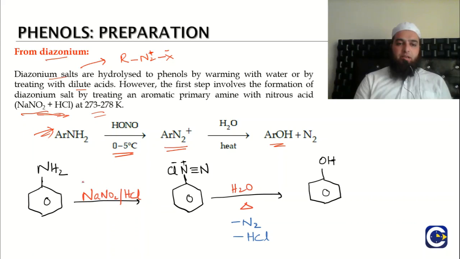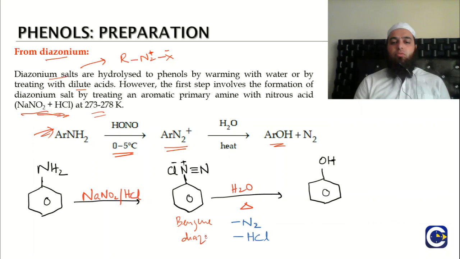This is a more prominent example. Again, this is the primary aromatic amine. We treat it with NaNO2 in the presence of acid, and we get benzene diazonium chloride, one of the diazonium salts. Upon hydrolysis, we get N2 as a byproduct, nitrogen gas, and hydrochloric acid as a byproduct, and the main product of the reaction is the phenol.